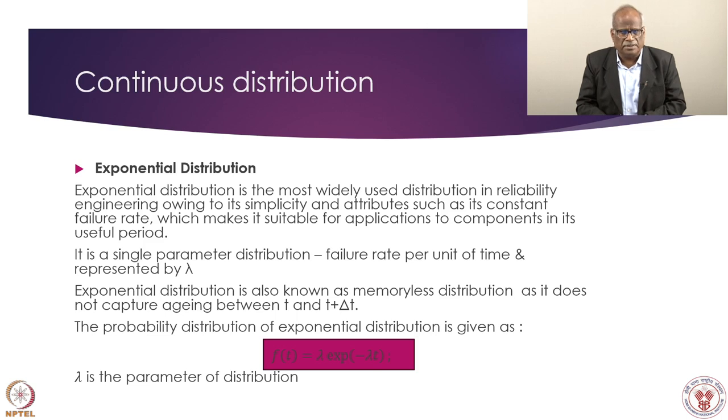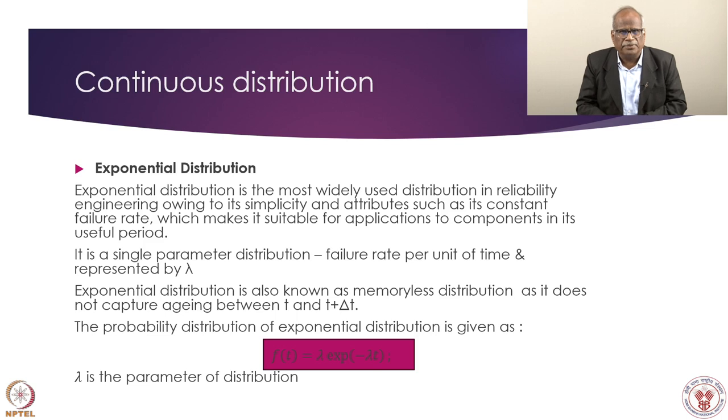It is a single parameter distribution. Lambda is the only parameter for this distribution. And as I said, it is called memoryless. Why memoryless? Between instant t and t plus delta t, there is no aging that is captured. So it is a memoryless distribution.